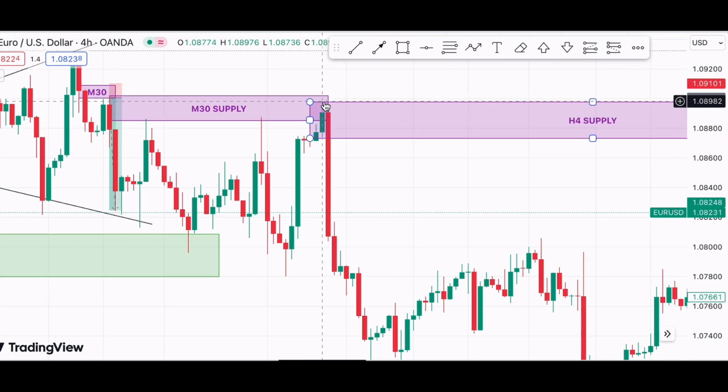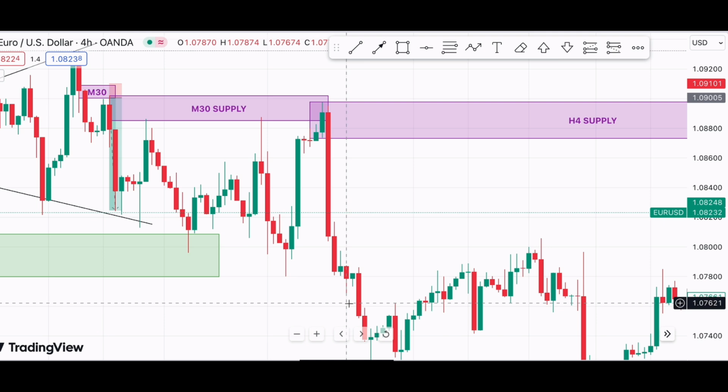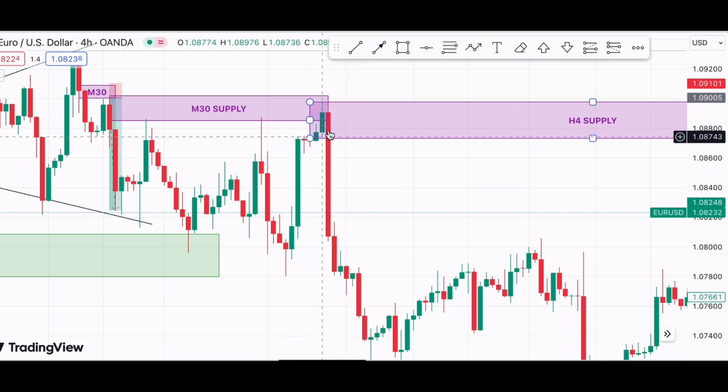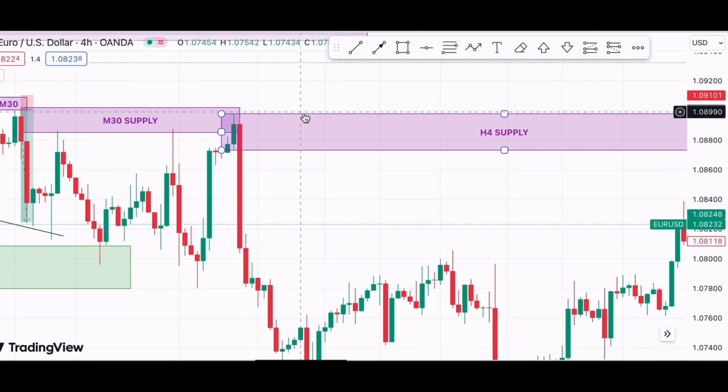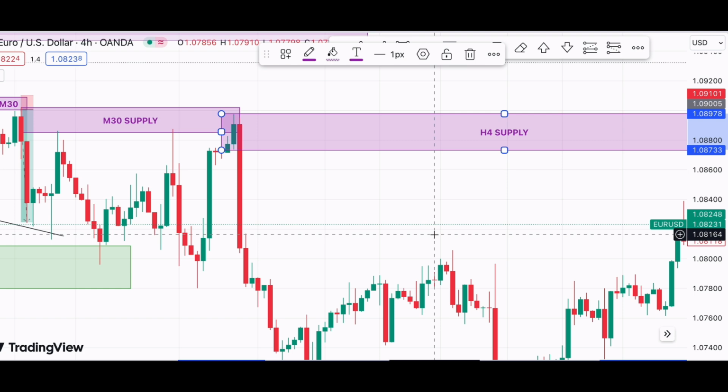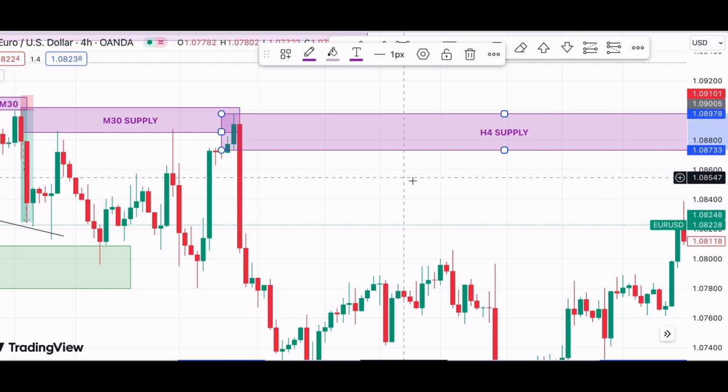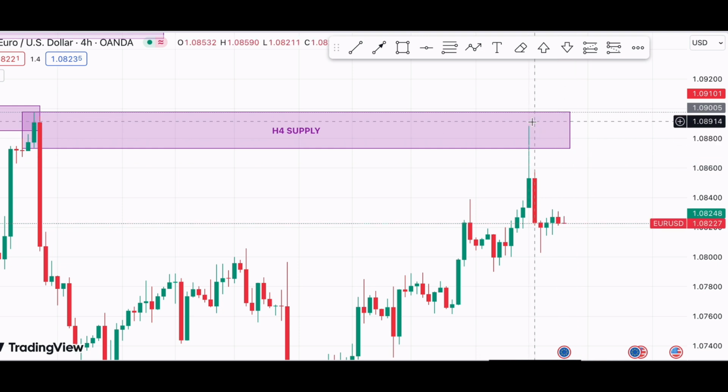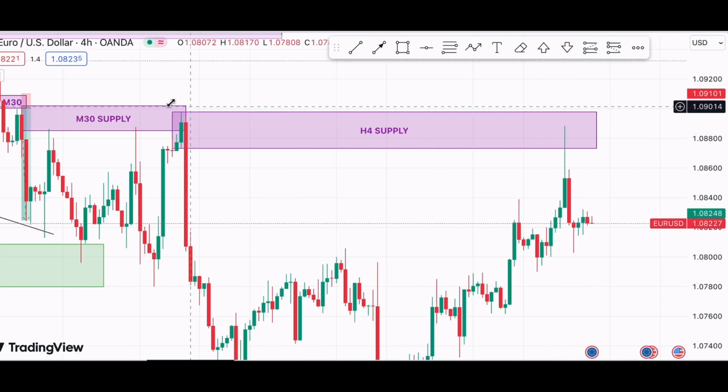Right, so this is where the fair value gap created with the impulsive move. So this is a strong supply zone. This is a H4 supply zone. For this zone, actually just around 25 pips. And you can see the price has touched the zone and react.